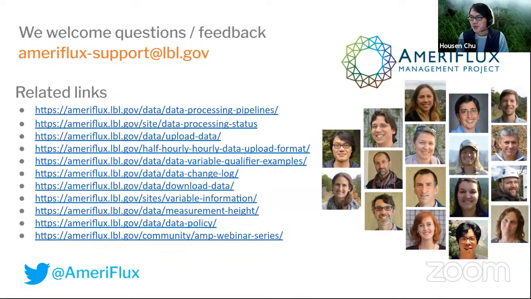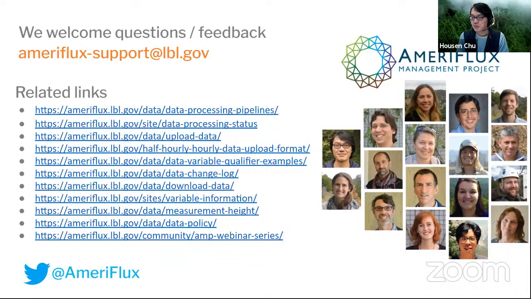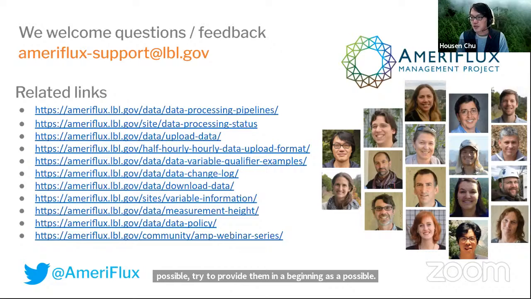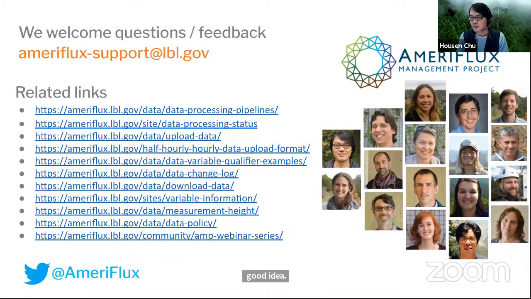I can take a pass, or maybe Gilberto can jump in anytime since he's doing the standard processing later. I would say if possible, try to provide it as early as possible. There are some benefits. Some users just use the base data product, so that might be a good way for them to have some idea about the data in the early beginning. And there is some delay before the base data product can be gap-filled and standardized in the FluxNet data product, so it's always good to provide them if possible. Even better, even when we have a FluxNet data product, it's always good for benchmarking different processing methods. And sometimes we just miss some very unique situation of the site. So the version provided by you might be better, I would say.